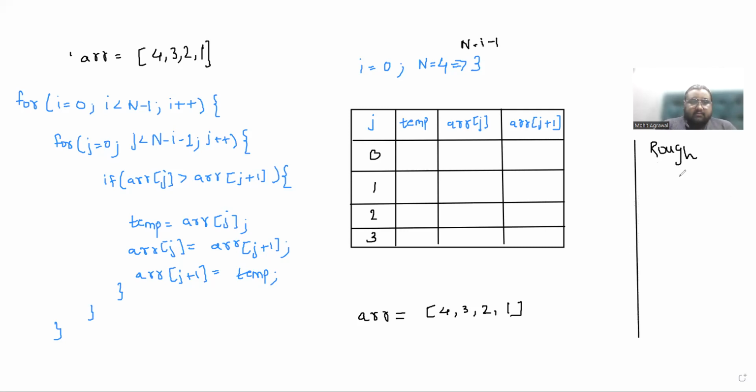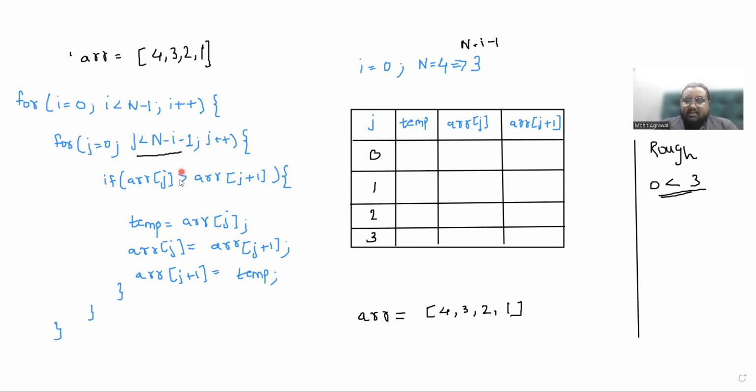Yeah, so we have to check first. First we'll have to check this condition, right? So j is 0. So is j, 0, less than n minus i minus 1, which is 3? So is 0 less than 3? Yes, it is. So it will get inside this loop, right? So this condition is checked.